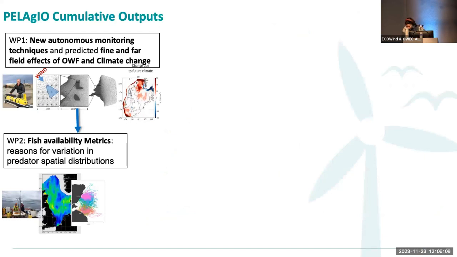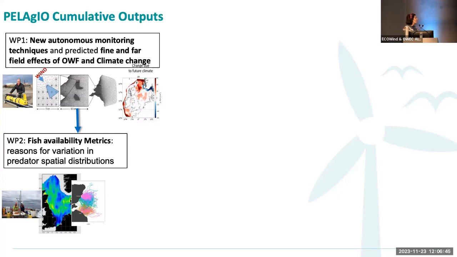So just moving on a little bit to the outputs, again following the same framework of the different packages and what's going to be available. The first 2 packages are very much about testing new innovative kit, but also different types of modeling. From the first package, we have autonomous monitoring techniques such as gliders and moorings, in combination with oceanographic modeling that will provide understanding on the near and far field effects of offshore wind, but also climate change as well.